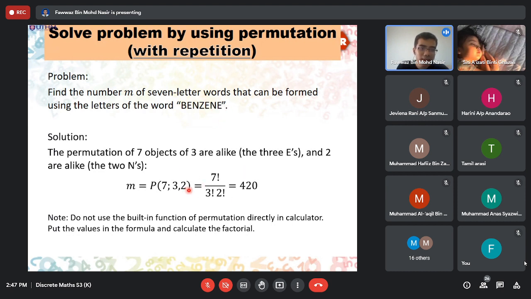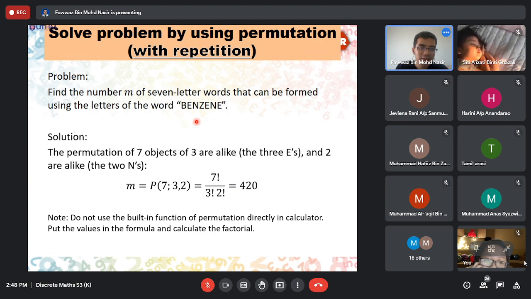So apa yang terjadi ialah dia punya formula dia akan jadi 7 factorial divide by yang belakang ni, okay, yang after semicolon. So divide by 3 factorial times 2 factorial. Okay, so you'll get 420 number of ways to arrange the letters benzene.